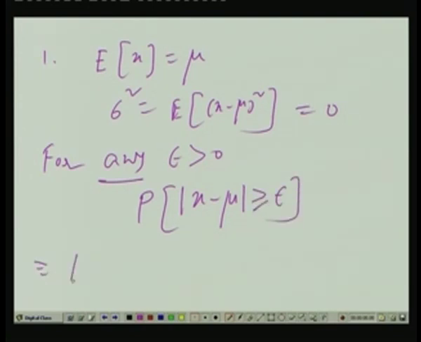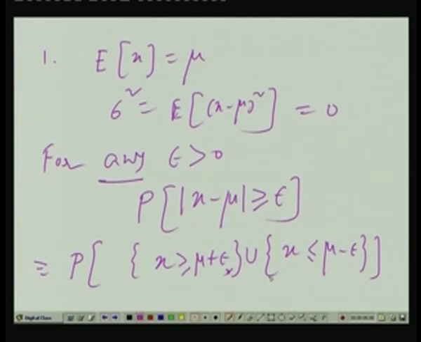Which is also equivalent to the probability of x taking values either greater than or equal to, that is when x minus mu is positive, the deviation is to the right of mu, this is greater than or equal to mu plus epsilon, this set union with x taking values to the left of mu, that is mu minus epsilon, that is x taking values to the right of mu plus epsilon and to the left of mu minus epsilon.